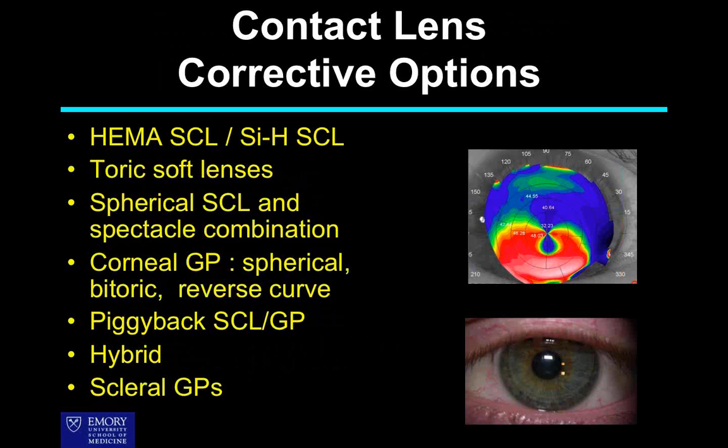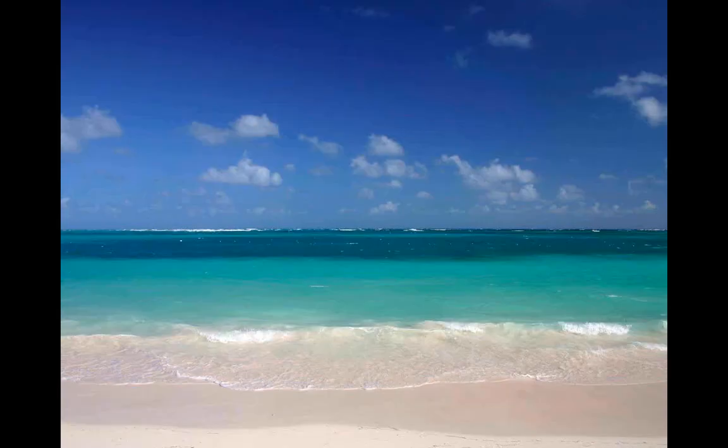GP lenses have been the traditional treatment, and GP lenses remain the best correction for keratoconus. Other options are piggyback of soft and GP lenses, tandem soft GP fit, hybrid lenses, and scleral GP lenses.